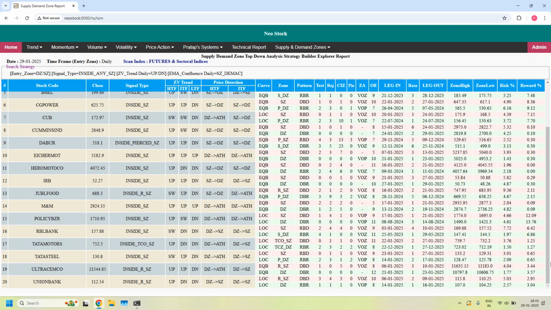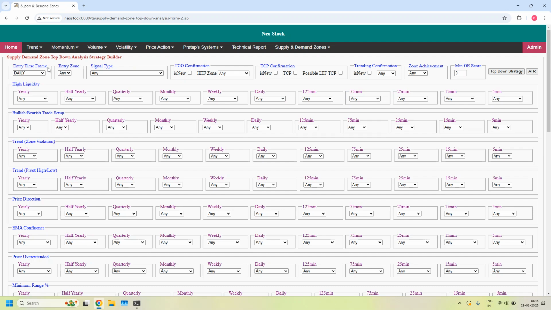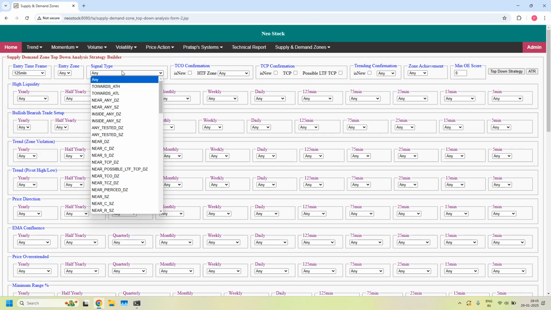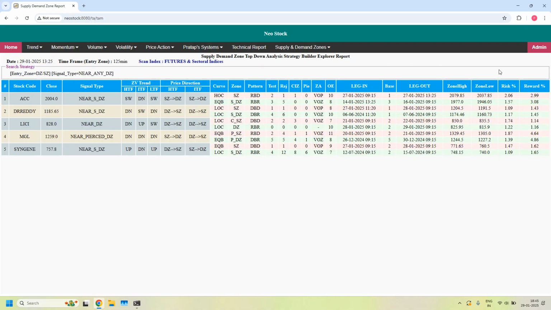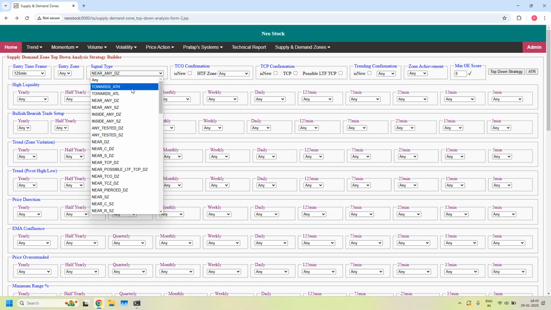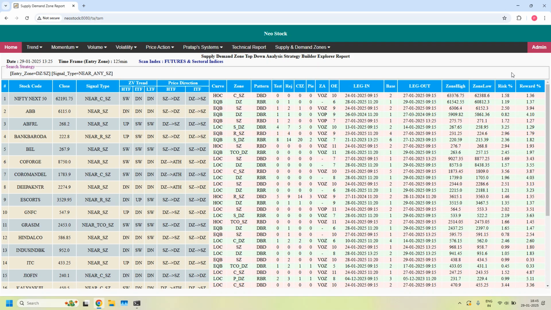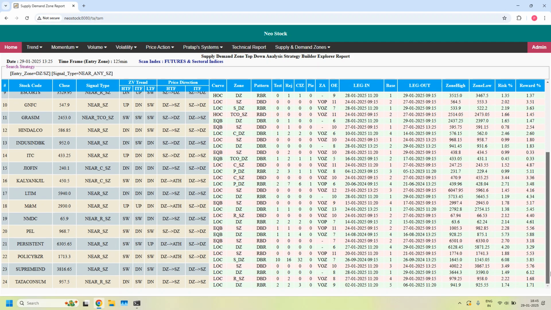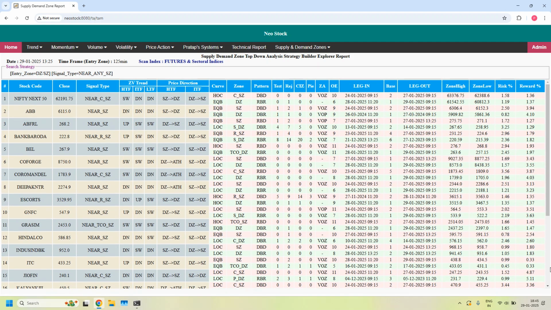Okay, this is about the daily time frame. Next time frame is 125 minutes. Stocks near 125 minutes demand zone. We got 5 stocks. Next, 125 minutes time frame. Stocks near 125 minutes supply zone. We got 24 stocks. First 15 stocks in the list. I am scrolling the list down.